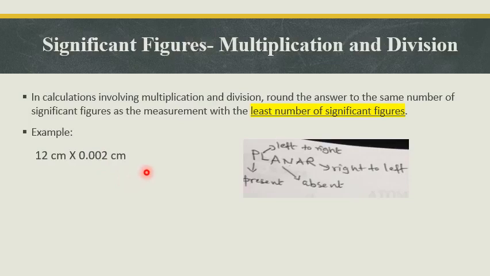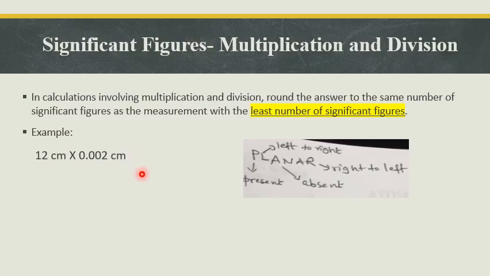But how many decimal places, or how many significant figures, do we have to have in the answer? So let's see that. 12 means there is no decimal present. So if the decimal is absent, right to left. So 1, 2, only 2 significant figures here. And in this case, a decimal is present. So I have to count from left to right with the first non-zero digit. So left to right, only one significant digit here. So in my answer, I should have one significant digit.